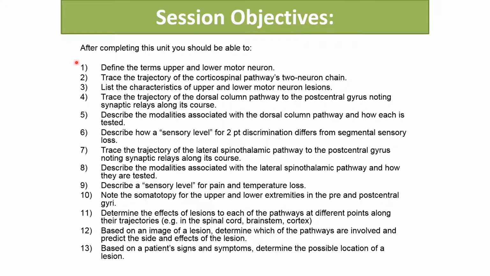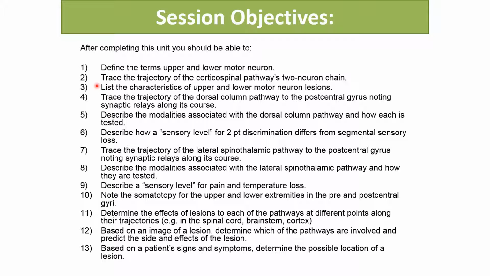And for this first, we will simply define the terms upper and lower motor neuron. We'll trace the trajectory of the corticospinal pathway, a two neuron chain. It's the simplest of the pathways and without any question the most important to most people. And then we'll list the characteristics of upper and lower motor neuron lesions.